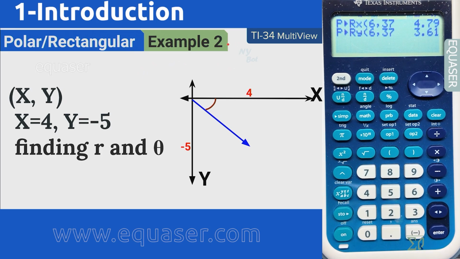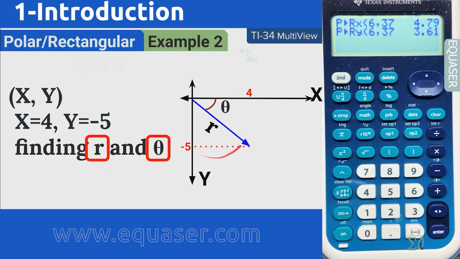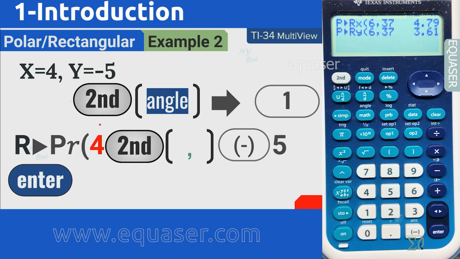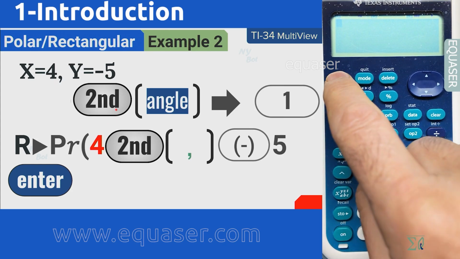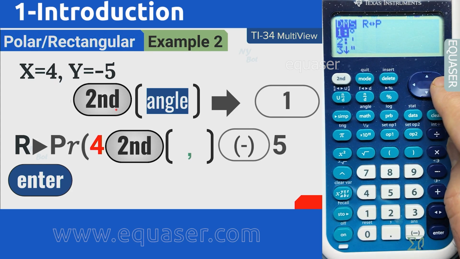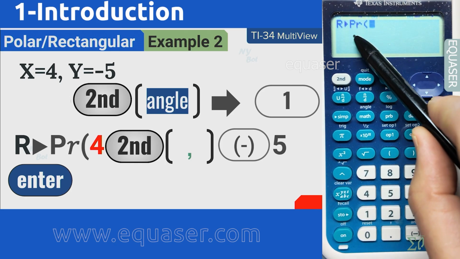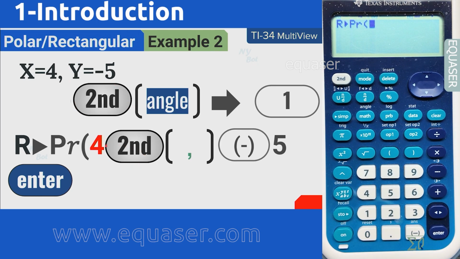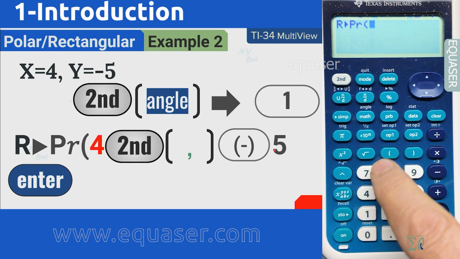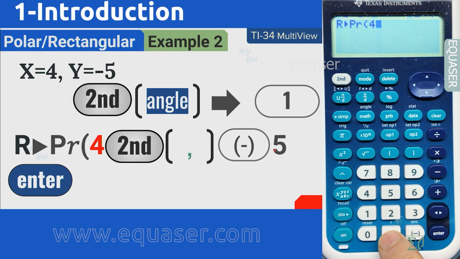Now this is example 2. We have x and y, and we want to get theta and r. For this point, y is -5 and x is 4. Now we can clear here. Second function, angle, go to the right, and then 1. This says rectangular to polar, get r. Now enter the value 4 and then comma, -5: 4, second function, comma. For minus we press this button, -5. That gives us the magnitude.